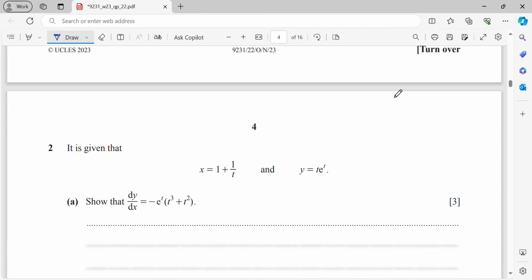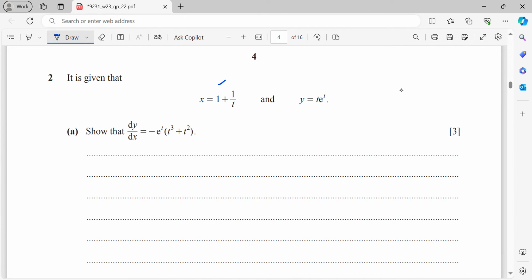Now, question number 2: given that x equals 1 plus 1 over t and y equals t e to the power t, show dy/dx. So now, x equals 1 plus 1 over t. I can change this to 1 plus t to the power negative 1. Then my dx/dt, alright?